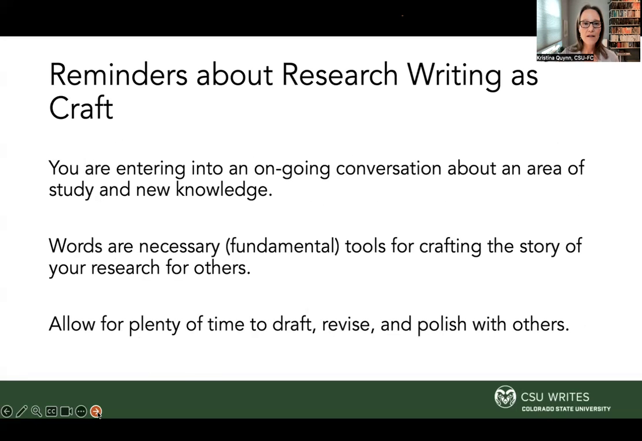A little bit about research writing as a craft, because that's what we're doing. We're putting things together here. Just remember that you're entering into an ongoing conversation and that you're sharing what it is that you know about this particular topic. Words are necessary, and they're the fundamental tools by which we craft that story. And what's great about writing is that you can go back and edit and change and alter, right? Until it's out there. And then just make sure that you have plenty of time to do that process, to draft it out, to revise and to polish, and get feedback from others.